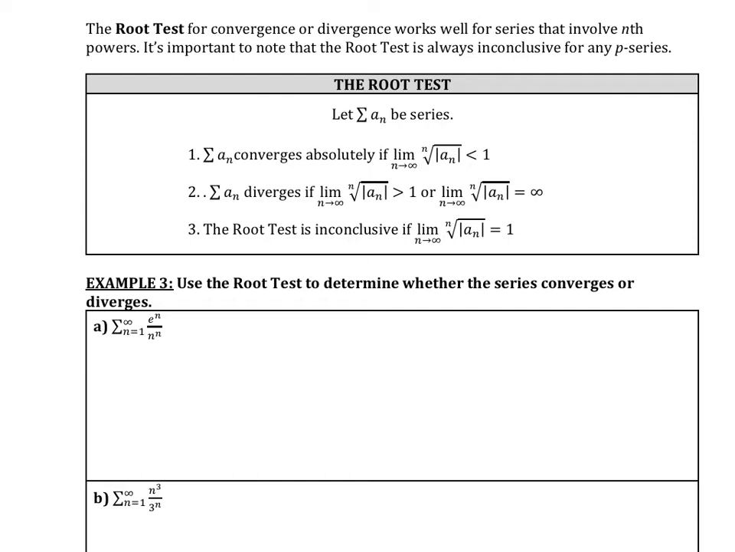works. So it says that if we have any series, the series will converge absolutely if the limit as n approaches infinity of the nth root of the absolute value of the a sub n is less than 1. And then it diverges if the limit as n approaches infinity of the nth root of a sub n is greater than 1 or is infinity, which is kind of silly because those really say the same thing. And the root test is inconclusive if that limit equals 1. So let's look at an example.